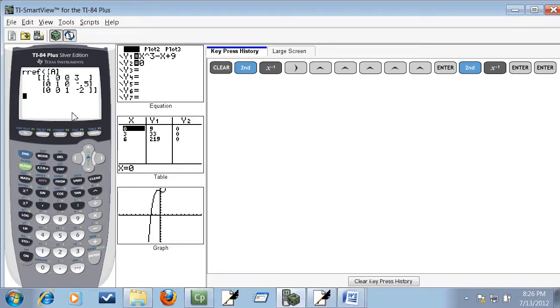Now I got decimals, but we know how to handle that. If you get decimals, you press math, enter, enter. And we get the same answers. The far right column is your answers. 3, -1/2, -2.